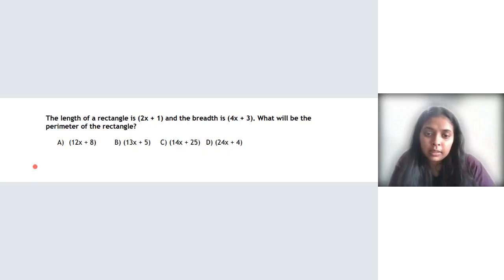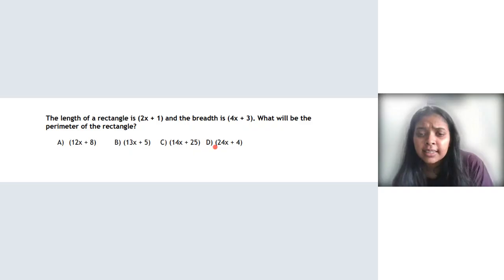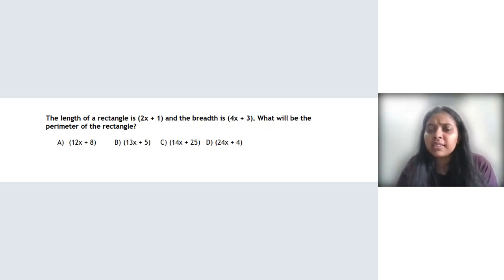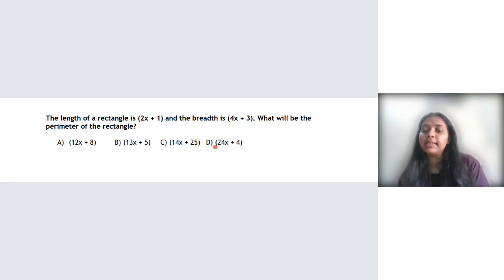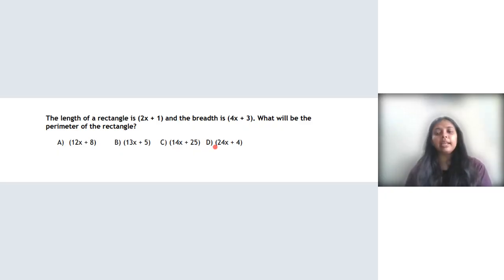The length of a rectangle is 2x plus 1 and its breadth is... You're not aware of the variables now? You are, right? Yes. So it's 2x plus 1 and the breadth is 4x plus 3. Right? So how will you calculate the perimeter? How will you calculate the perimeter?